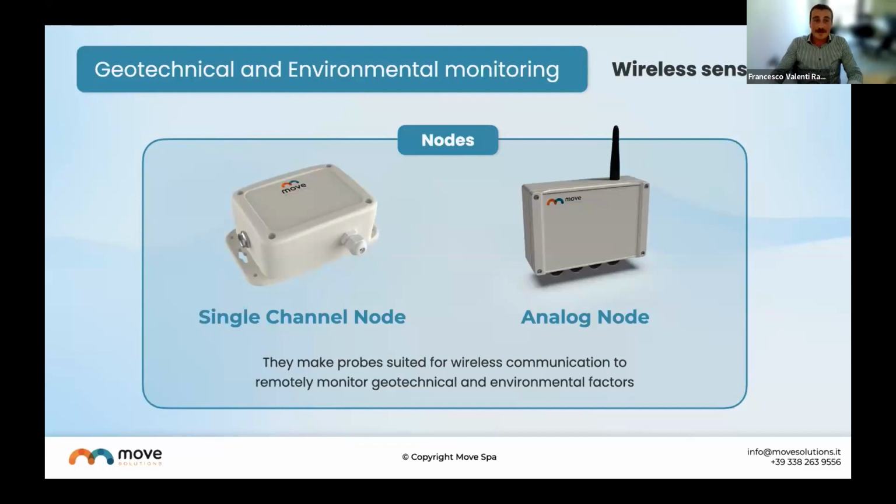Another very important feature of the single channel node is the possibility to unlock an accelerometer-trigger acquisition mode for your third-party probe. The single channel node comes with an accelerometer inside, and from the platform the end customer can set an acceleration threshold. When it's exceeded, it tells the single channel node to power up the geotechnical probe wired to it and start reading the measure.